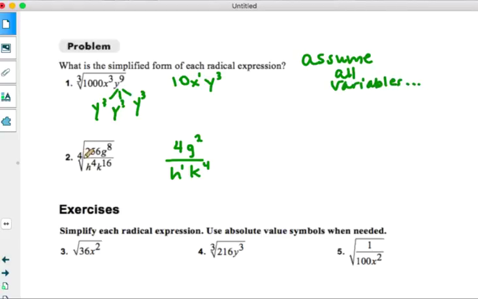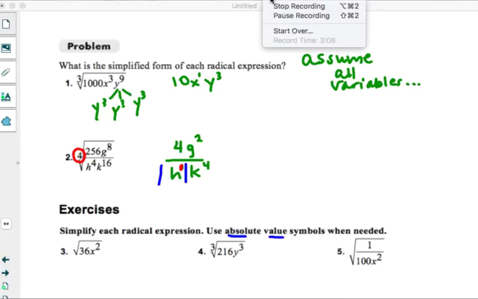So in this case, when we have an even root and we end up with an odd exponent, this would be the one term that would need absolute values. So they do mention that here. So see if you and a friend can kind of work through those. All right, I appreciate your cooperation and help.